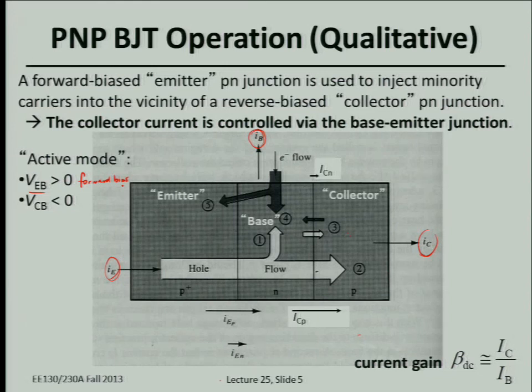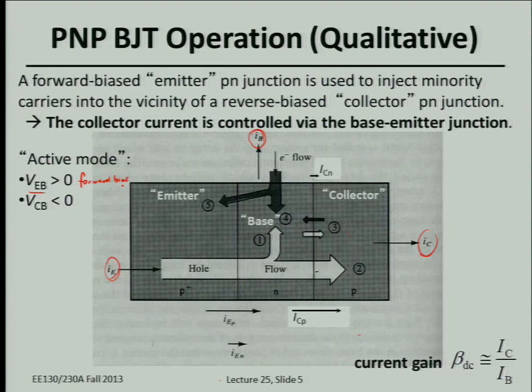P side, right? Hopefully that's qualitatively intuitive. If you want more holes to flow across the junction than electrons, you want more heavily doped p-type material. That's exactly why this emitter is more heavily doped than the base. That's an important design parameter for a good bipolar junction transistor. So the emitter should be more heavily doped than the base.